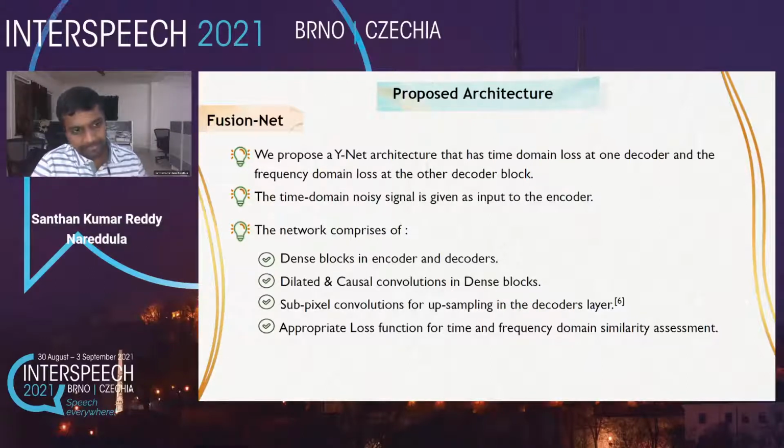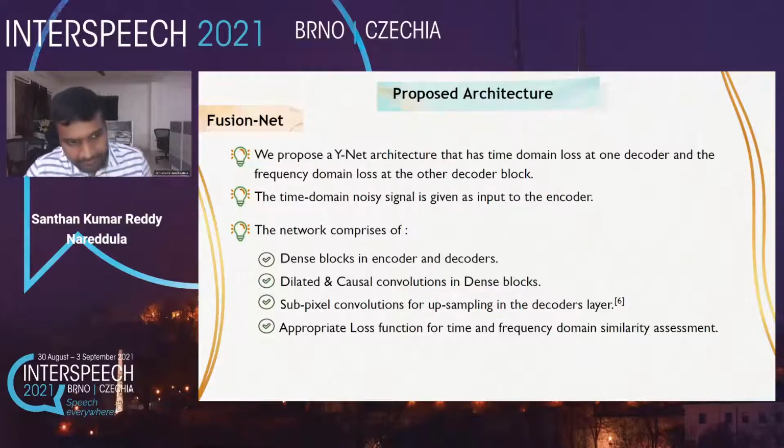Basically, we call it a Y-net because of its shape. It has an encoder and two decoder blocks, where one decoder deals with the time domain loss function, and similarly the second one deals with the frequency domain loss function. We have a single encoder for both the decoders, so that while backpropagating, we have both the time domain and frequency domain information in a single encoder. This was the main motto.